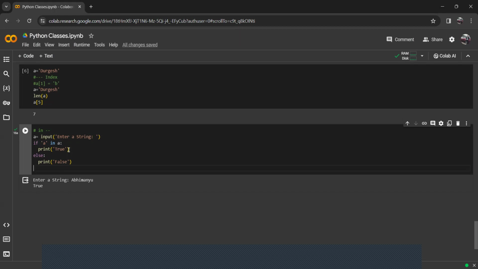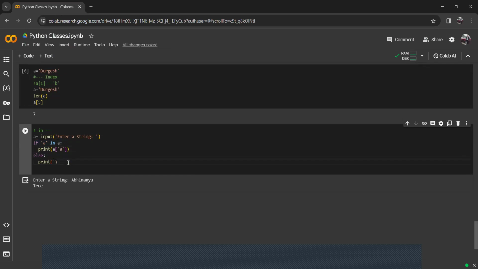Now let's change something here. So now this time I will not write print true. I will write a of a. Is this a correct thing?